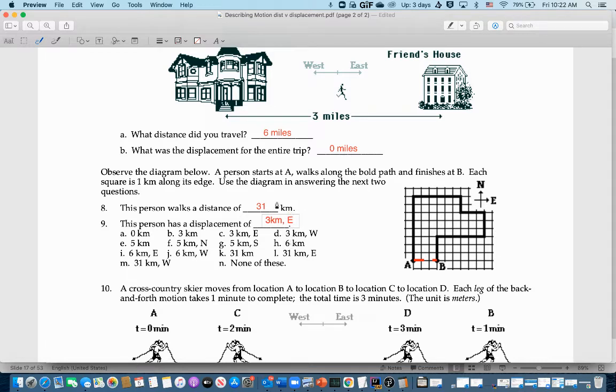Now, please don't put a direction with your distance, because what would even a direction mean, right? You first went north, then you went east, then you went south, then you went east, then you went south, then you went west, and then you went south again. A direction is meaningless with distance, but with displacement, it's really valuable because it tells us, well, where did I end up? Okay, what's my net change going on here? And that's 3 kilometers to the east at the end of the day.